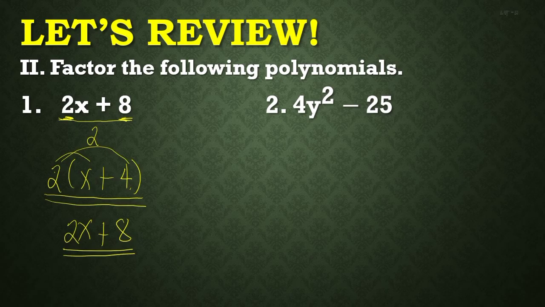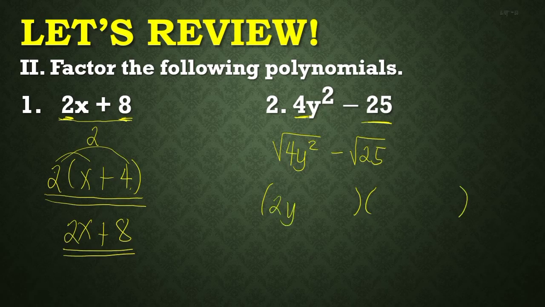Kailangan perfect square yung mga numerical coefficients. So, the square root of 4y squared minus square root of 25. Kapag factoring difference of two squares, magkatulad ang terms, magkaiba lang ng sign. So, square root of 4y squared is 2y, and then plus, minus. Square root of 25 is 5, and then 5. So, ayan na. Parehong-pareho yung terms. Nagkaiba lang dun sa sign.